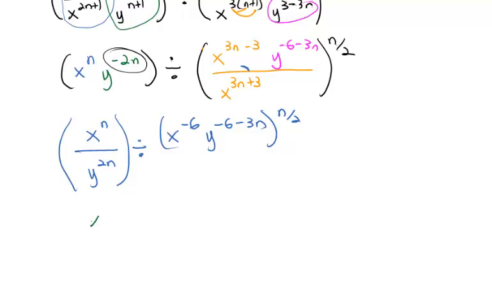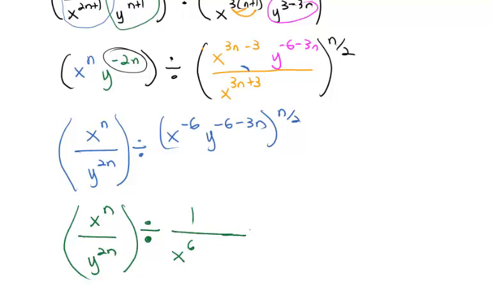Let's make those negative exponents positive. So we've got x to the n over y to the 2n divided by 1 over x to the 6th. And when we move the y down, we have to change both signs. This is very important that both signs change. Positive 6 and a positive 3n. All to the n over 2.